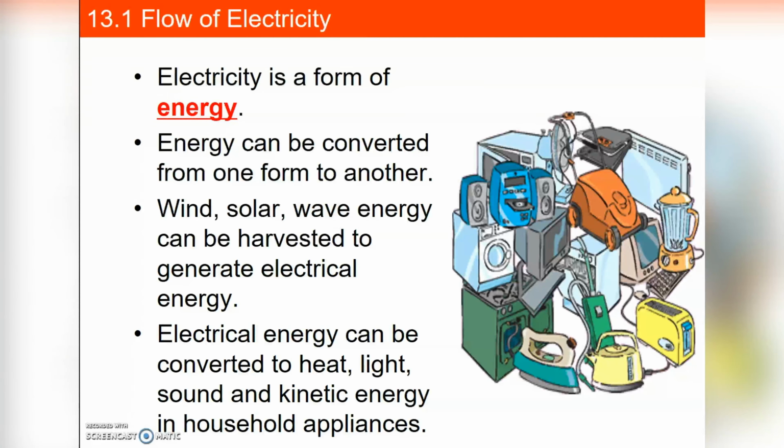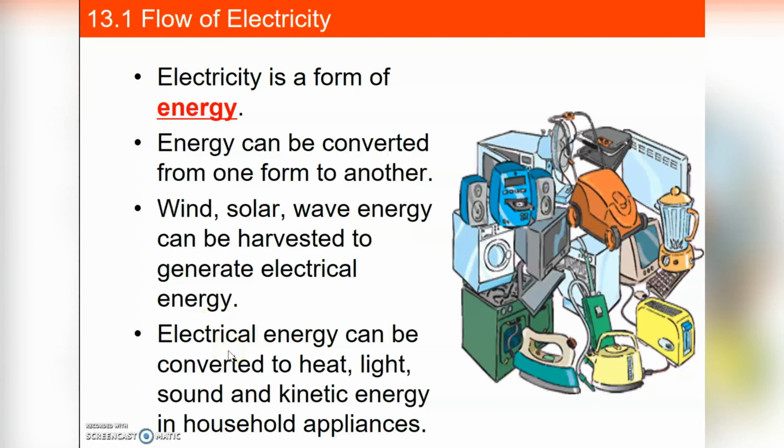Electricity is a form of energy. From your primary school, you have learned that energy can be converted from one form to another. It cannot be created nor destroyed. Some of the ways that we can generate electrical energy are from wind energy, like in the windmill, solar energy, or the tidal wave energy from the tides. All these can be used to generate electrical energy.